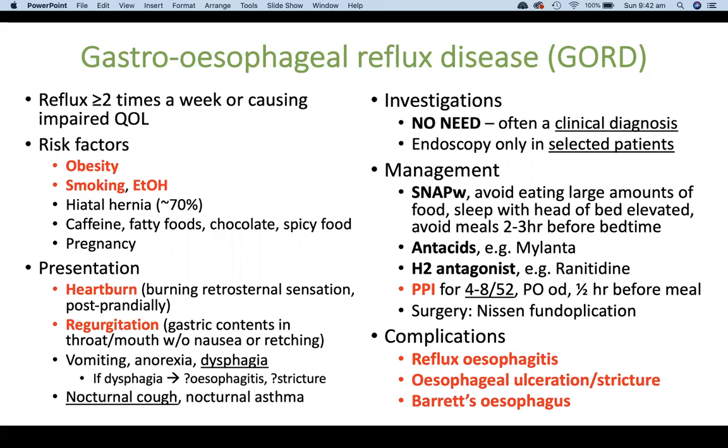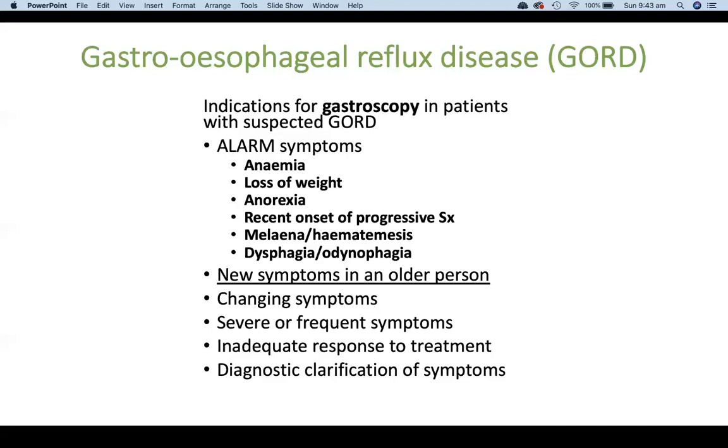in the morning. And then complications: these are three important complications to remember because they like to test how you apply this knowledge in the EMQs. It can cause reflux esophagitis, a stricture, and also Barrett's esophagus. So let's continue on. These are your alarm symptoms, which will tell you that you need to do an endoscopy. So anything unusual really, but you don't really need to remember it that in depth.